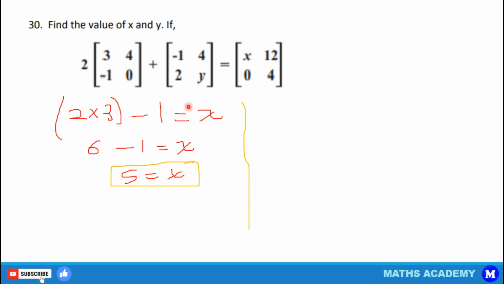Now to find y, you should multiply 2 into 0, that is 0, plus y, and that will be equal to 4. So therefore y equals 4. So x equals 5 and y equals 4. This is how you do the matrices. I hope you understood it. With that, let's move on to the next slide.